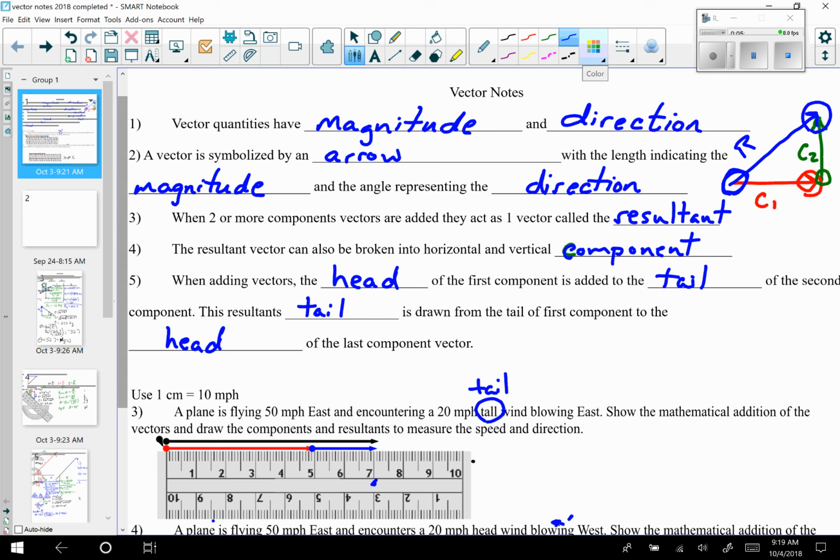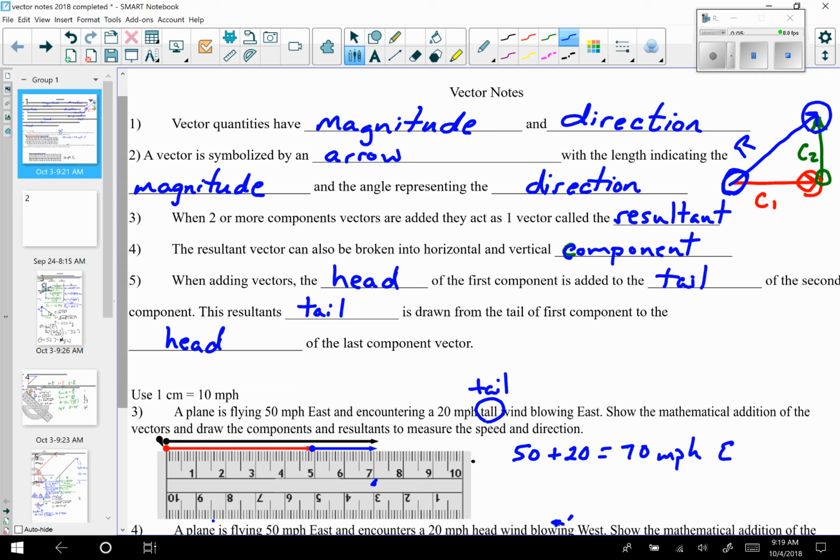You're just going to simply take the 50, which is positive because it's going east, plus the 20 miles per hour, which is positive because it's going east. And that's going to equal the plane actually going 70 miles per hour east. Okay, so really, really easy to do.